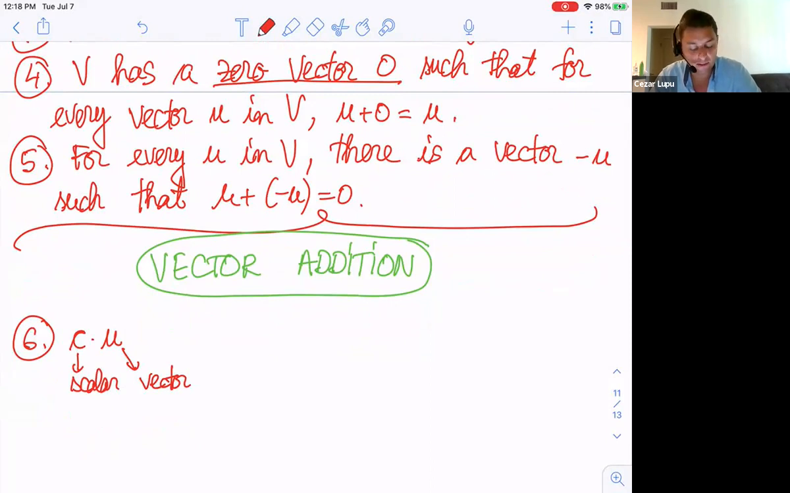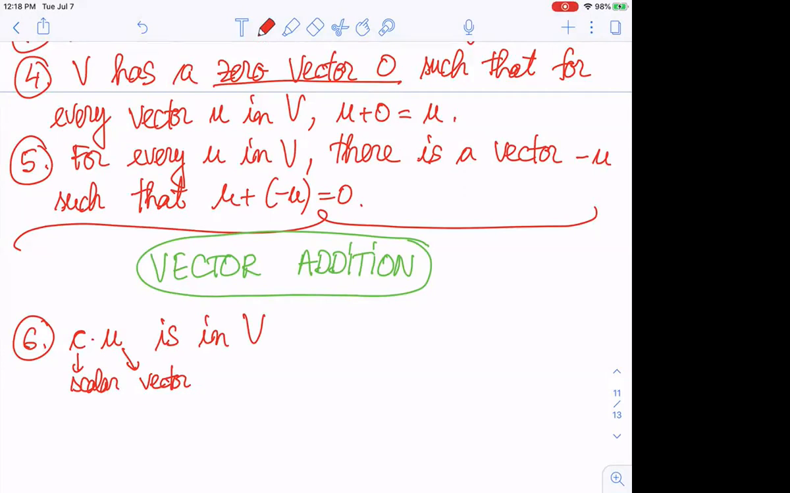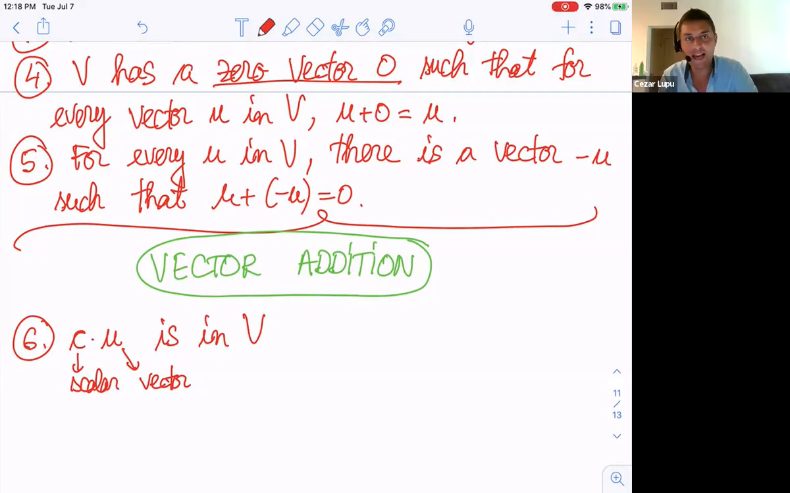So C here in this case is a scalar, U is a vector. So this guy is in V. And don't take this for granted, because at some point, when I give examples of vector spaces, you will see that when I take an element and multiply it with another element, their multiplication is not in that space. Anyway, we will see an example. So this is what we call closure under scalar multiplication.